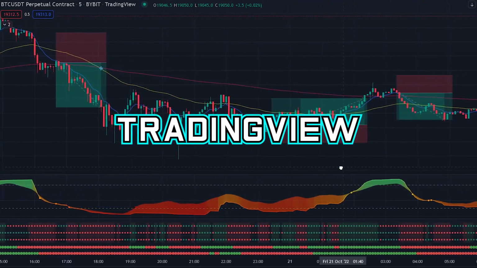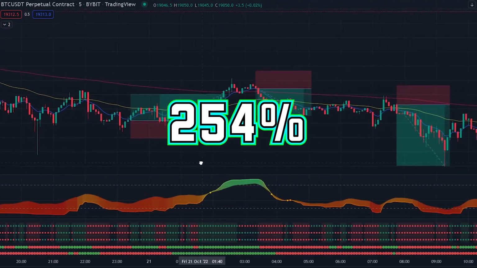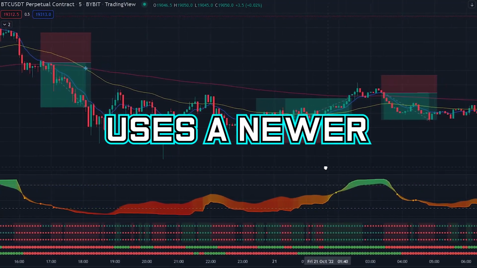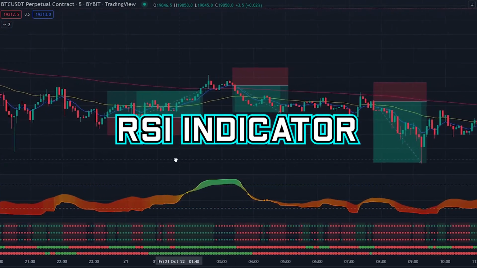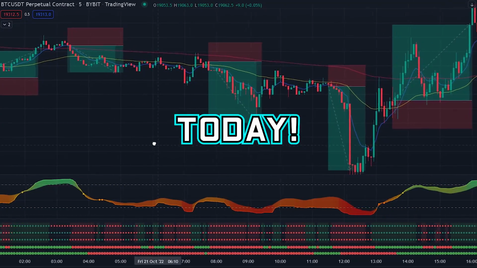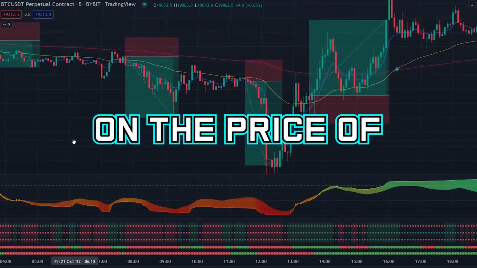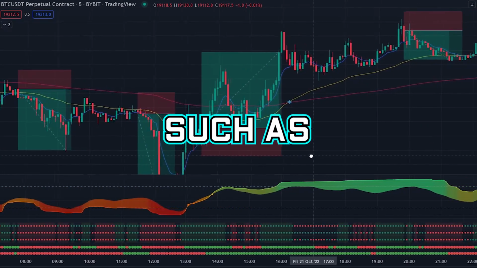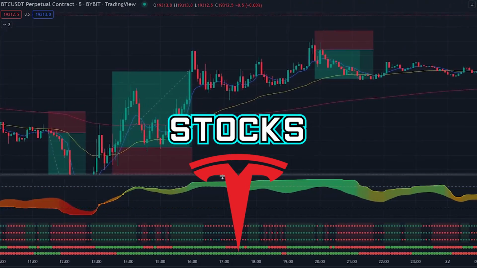This 5-minute TradingView scalping strategy made 254% in the backtest. The strategy uses a newer and improved version of the RSI indicator that provides a lot better signals for the strategy that we will be using today. The backtest was done on the price of Bitcoin, however this strategy can be traded on many other markets such as crypto, Forex and stocks.